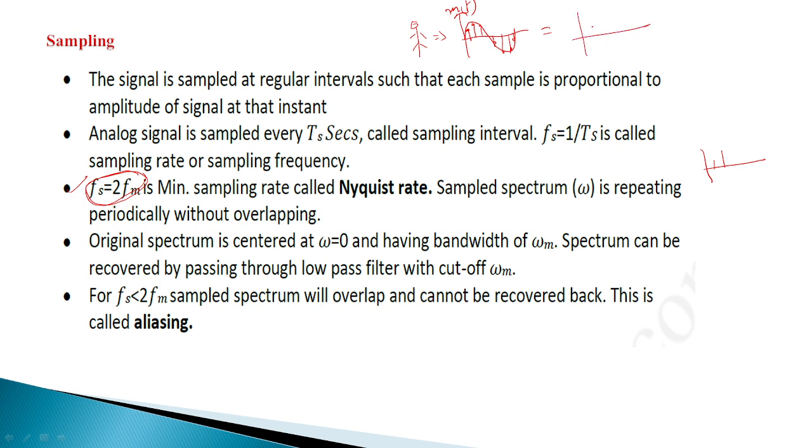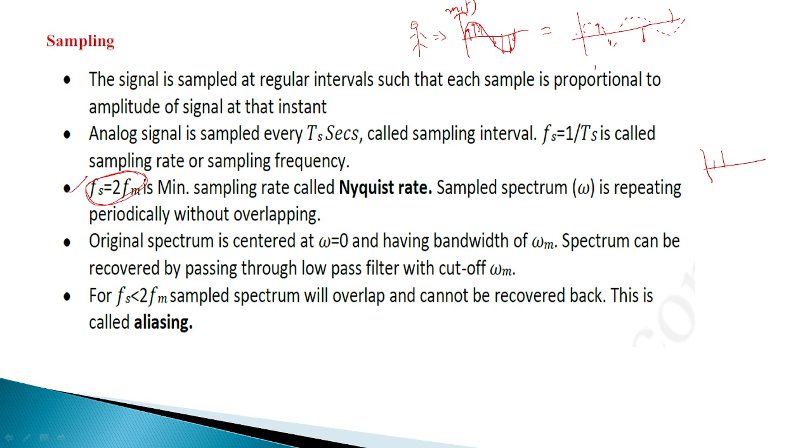If you sample like this, we can't tell where the signal is. You can assume it like this, sometimes like this, or like this. That's the reason the sampling rate should be 2 FM. Then only we can reconstruct easily while decoding the signal. That is the advantage of the Nyquist rate. What it says is that the sampling rate should be double the message signal frequency.